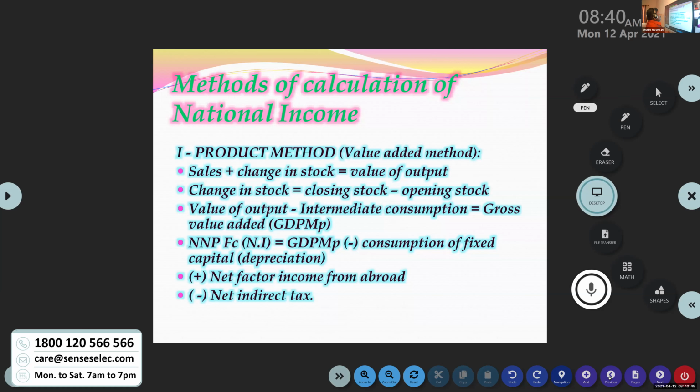This slide we discussed already, right? Check it. Methods of calculating national income. Here you know that the first method we already discussed is the product method, otherwise termed the value added method. What are the formulas to find that? Here it is. Sales plus change in stock is equal to value of output. You did not write that, right? Check in your notes.